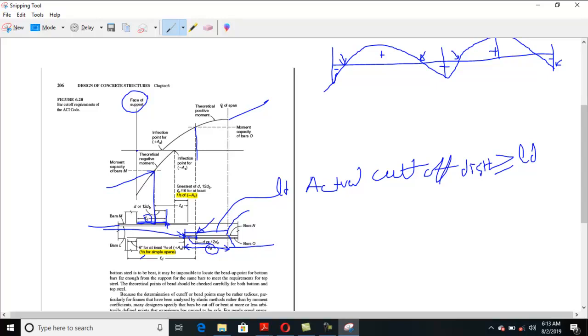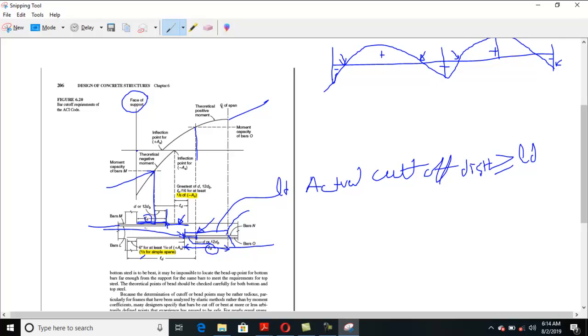1/4 of this total area must be continued for a distance of LD. You see there, for a distance of LD from the theoretical cutoff point for negative reinforcement. This is the theoretical point for negative reinforcement. So from the theoretical cutoff point you need to proceed for a distance of LD. This area will be 1/4 of this total area.